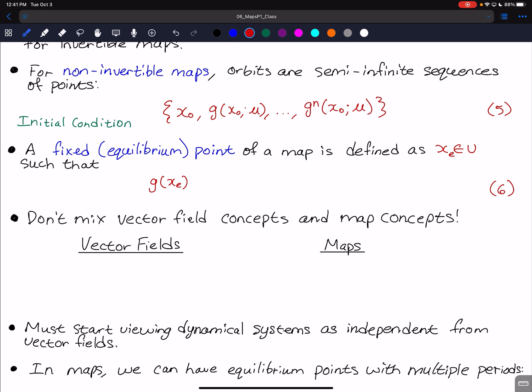So g of x sub e should be equal to xe. So you input xe and you get back xe. And that's how you know it's a fixed point at least. Whether or not it's stable, that's something we're going to determine, but that makes it a fixed point. Or in another notation, you can say that x is mapped from g of xe, and I drop the parameter here.